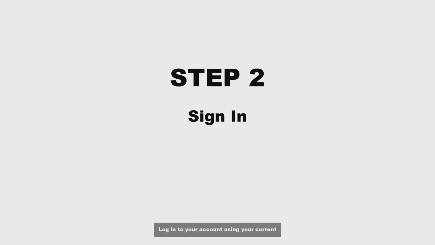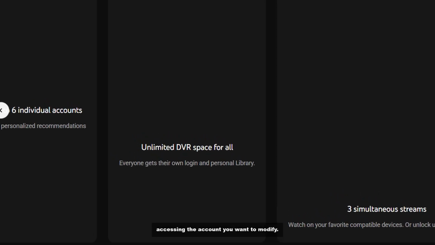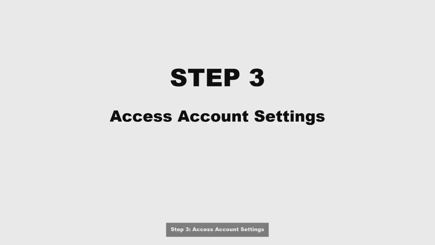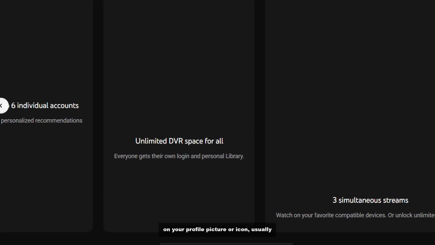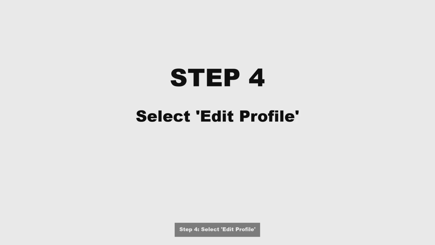Step 2. Sign in. Log into your account using your current username and password. Ensure you are accessing the account you want to modify. Step 3. Access account settings. Navigate to your account settings by clicking on your profile picture or icon, usually located in the top right corner of the screen.